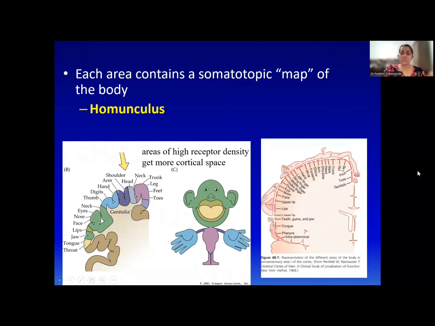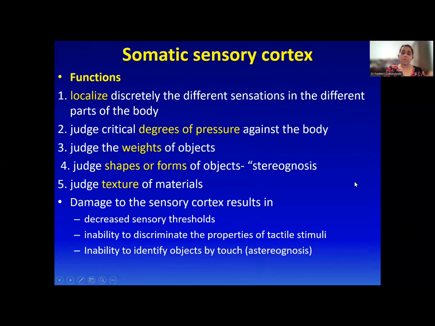Okay? So you can see here, big lips are here, big face, and thumb is very big, but your lower extremities are very, very small. Okay, hands and your body, those are very small. Genital areas, very small. Okay, so to learn about the functions of the somatic sensory cortex, they will localize discretely the different sensations in different parts of the body. That is clear. And also judge the critical degrees of pressure against the body. Okay. Weights of the body can be judged.